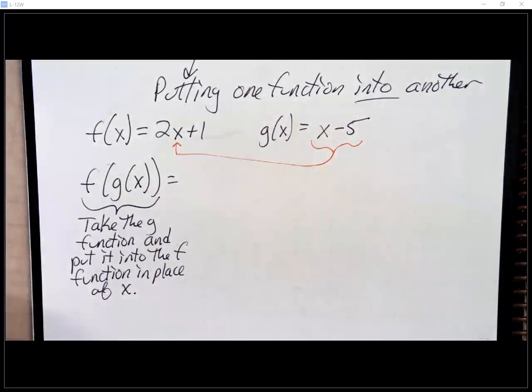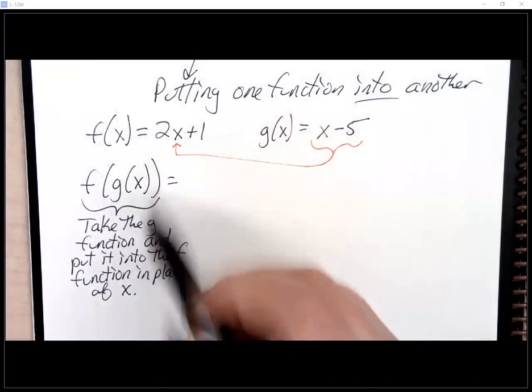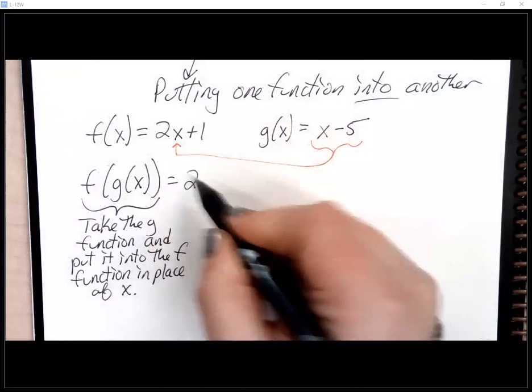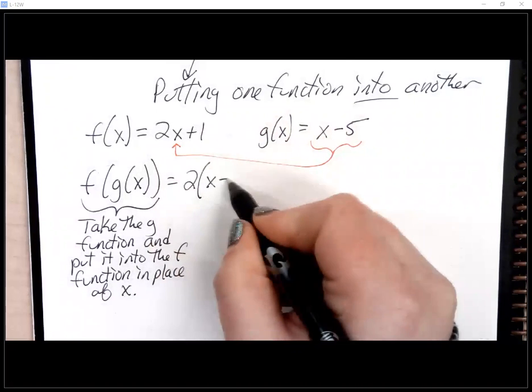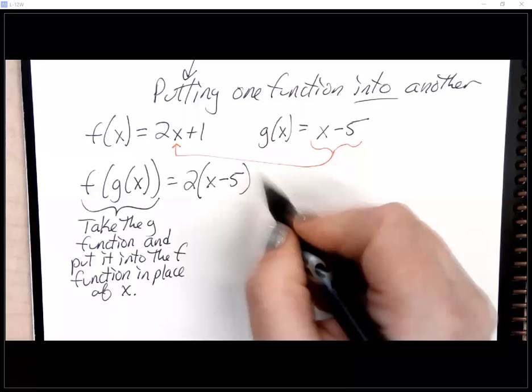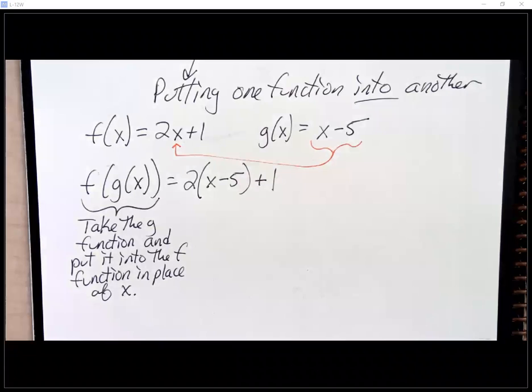Just like the other day, when I replaced that x with a 7 or a 10 or whatever I was trying to find, now I'm going to put all of that in there. So it looks like this: 2, and then I'm multiplying by x, so now I multiply by all of that, x minus 5, and then I still have that plus 1. Does that make sense so far? Are you with me? Everybody's okay?